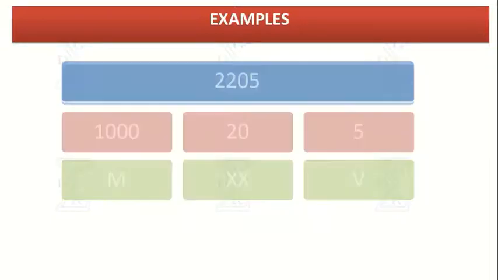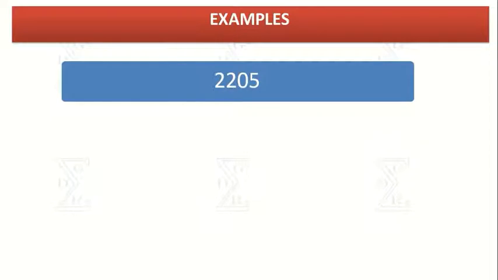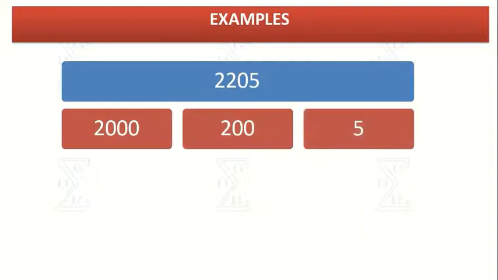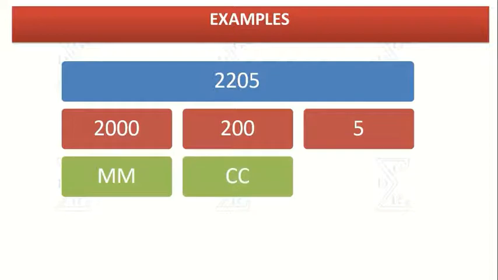Let us take the Hindu-Arabic numeral 2205. The expanded form of 2205 is 2000 plus 200 plus 5. As we know 2000 as MM, 200 as CC, and 5 as V. Finally, the number is MMCCV.